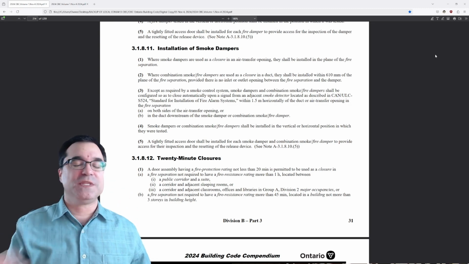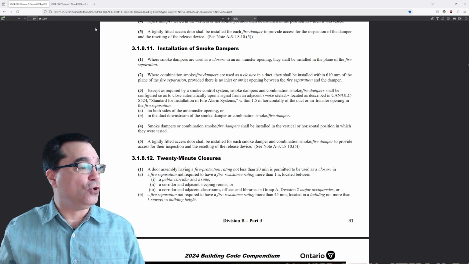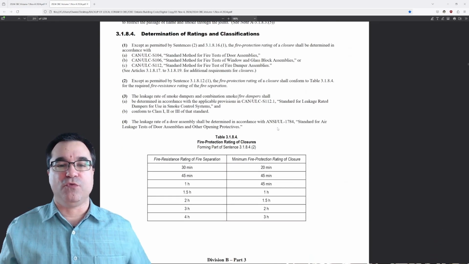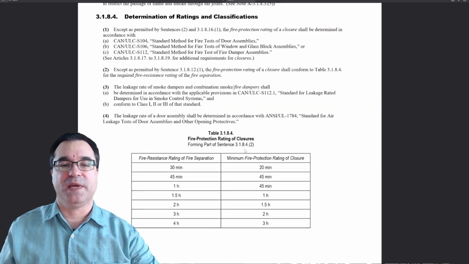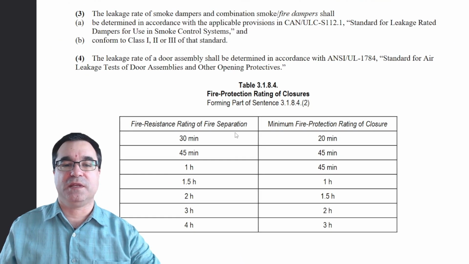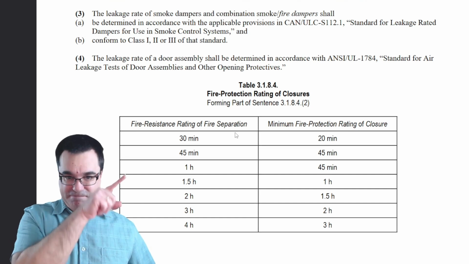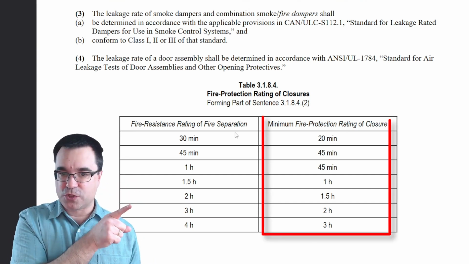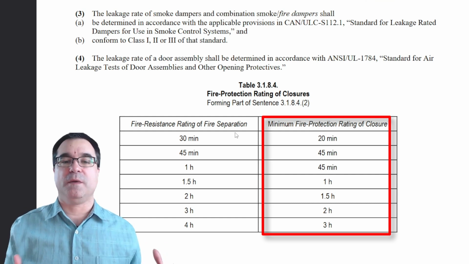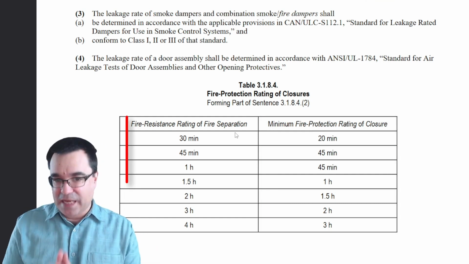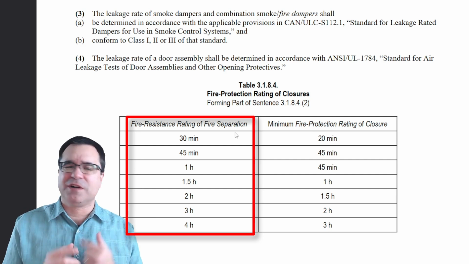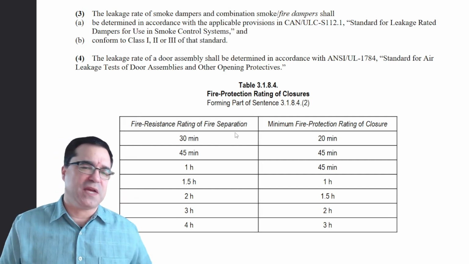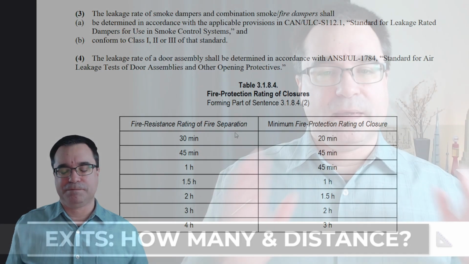If these requirements are not met, then we have to go to table 3.1.8.4 right here. Maybe let me make it a bit bigger for you. Okay, right here. And you have to find the requirements for your closure in the rightmost column by using the requirement of the fire separation in the leftmost column. Okay, we talked about this again in topic 11. So for a slightly better discussion of this, you can go back to that if it helps.